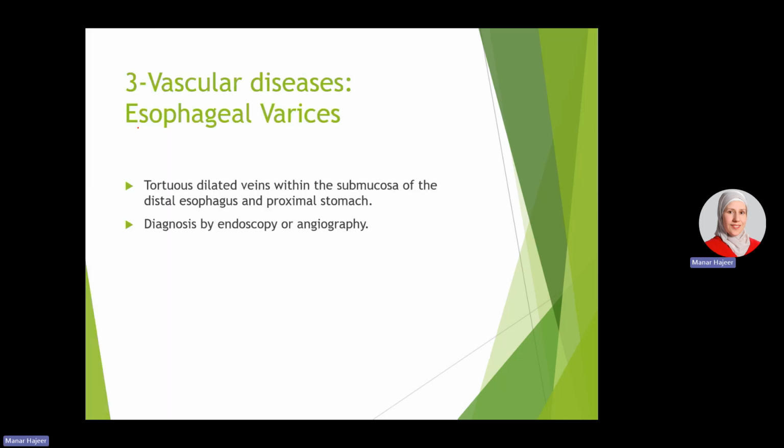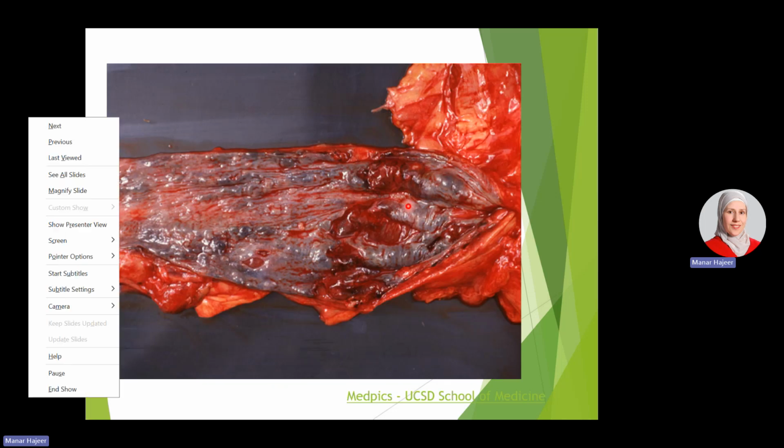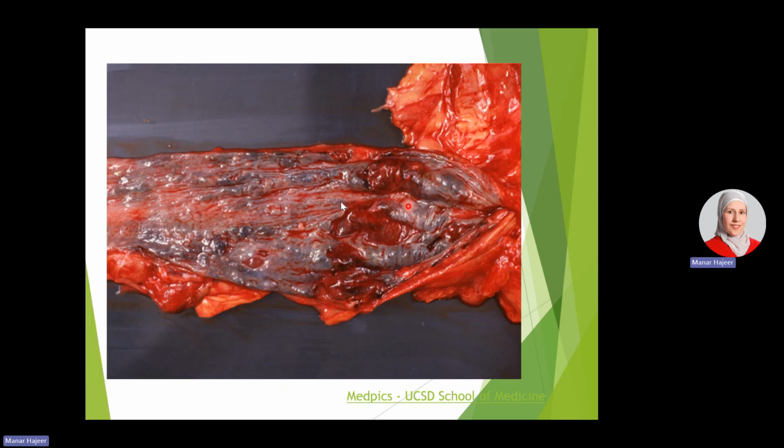Third, the vascular diseases, and the most important vascular disease of the esophagus is the esophageal varices. It is characterized by tortuous dilated veins within the submucosa of the distal esophagus and the proximal stomach. The diagnosis is usually performed by endoscopy or by angiography. As you can see here, these are the dilated submucosal veins engorged with blood in the distal esophagus.